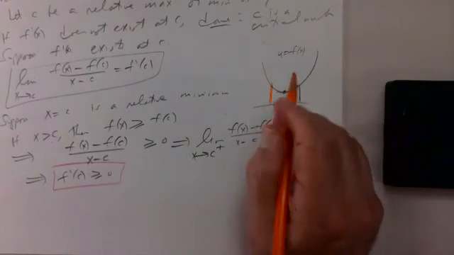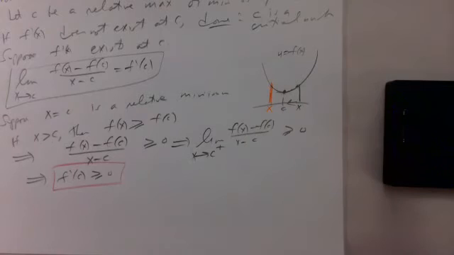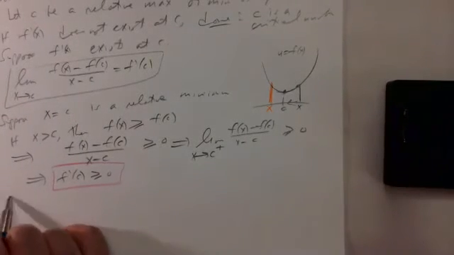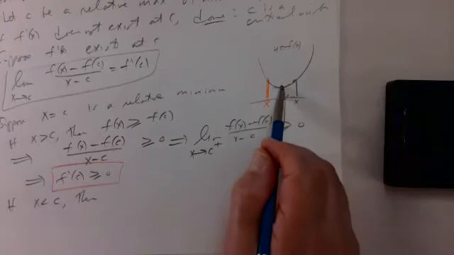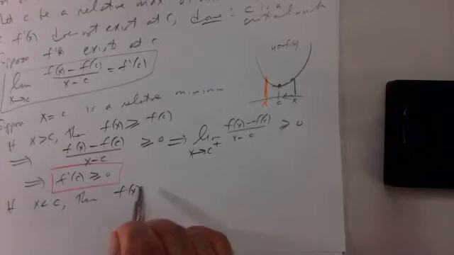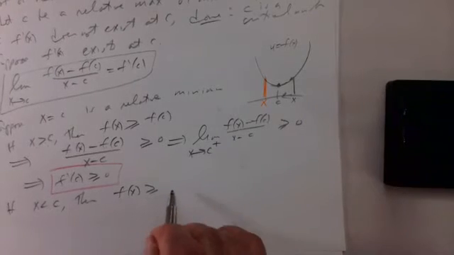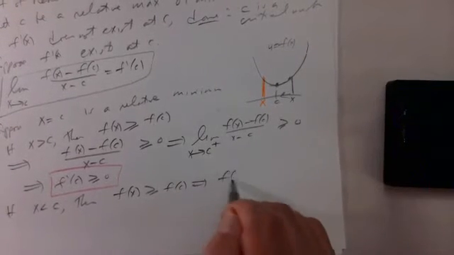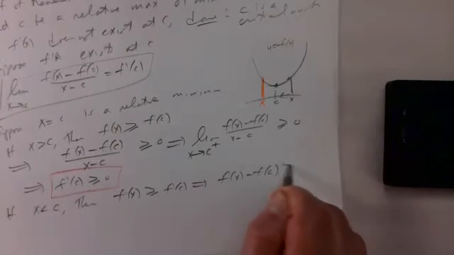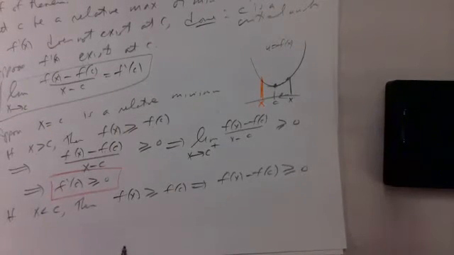The second case is, well, maybe you take an x which is less than c. So if x is less than c, again, since this is a minimum, f of x is going to be greater than or equal to f of c, which means f of x minus f of c is greater than or equal to 0.